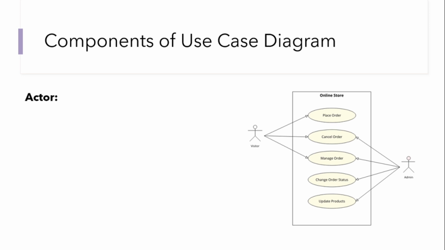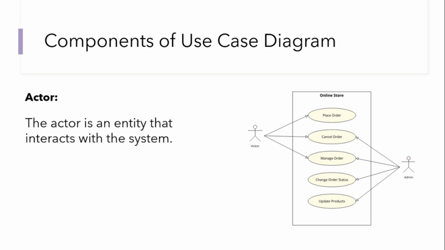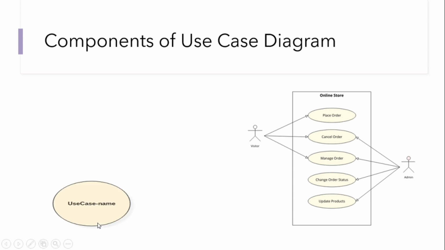The first one we will talk of is an actor. The actor is an entity that interacts with the system. So it can include people as well as other systems. You get it? And then it is represented by this shape over here. So it has this figure and then the name of the actor on it. So if it is a customer, you draw this one, then you write customer underneath.